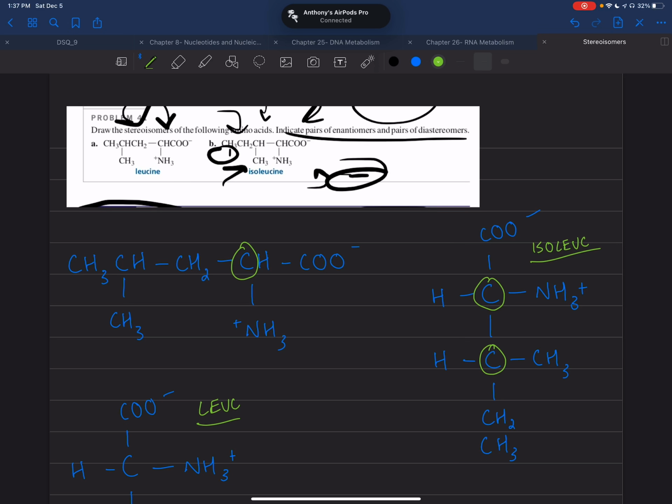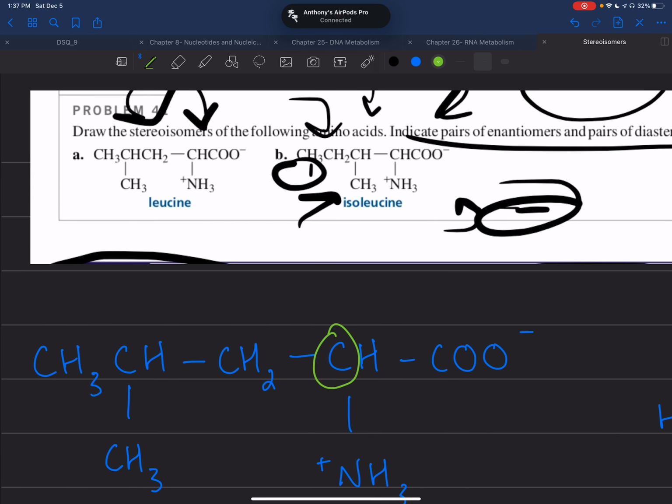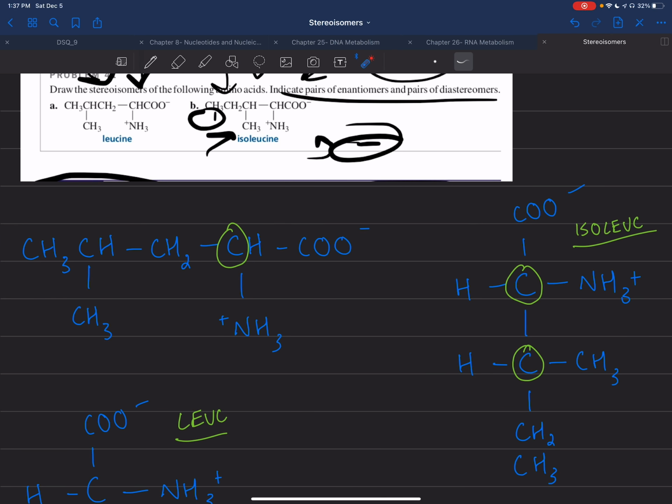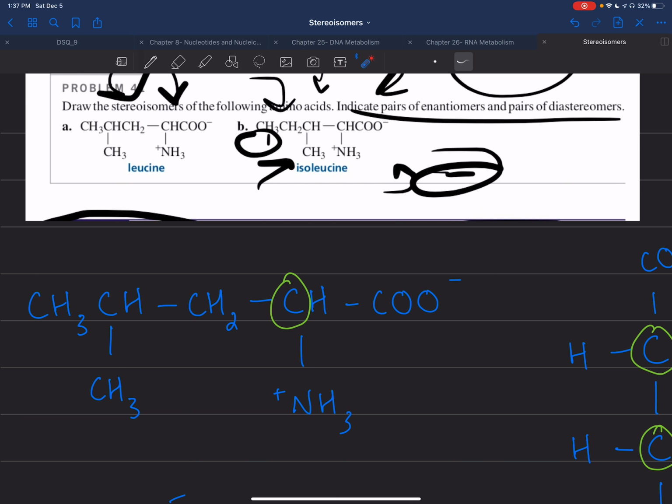All right, so let's look at this problem here. This is asking us to draw the stereoisomers for these following amino acids. So we have leucine, we have isoleucine, okay? So I drew leucine here on the left, and we have CH3, CH with a methyl attached. We have CH2, and then we have this CH here, which is attached to a carboxyl and an amino group here, right?